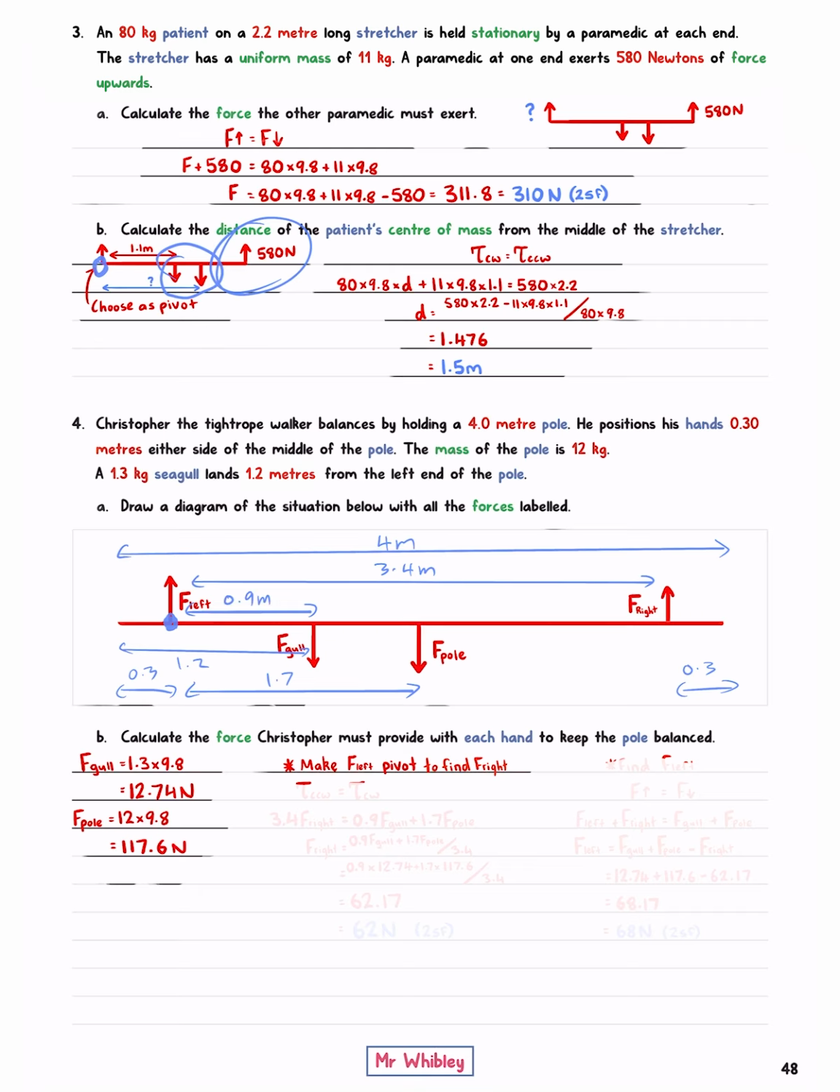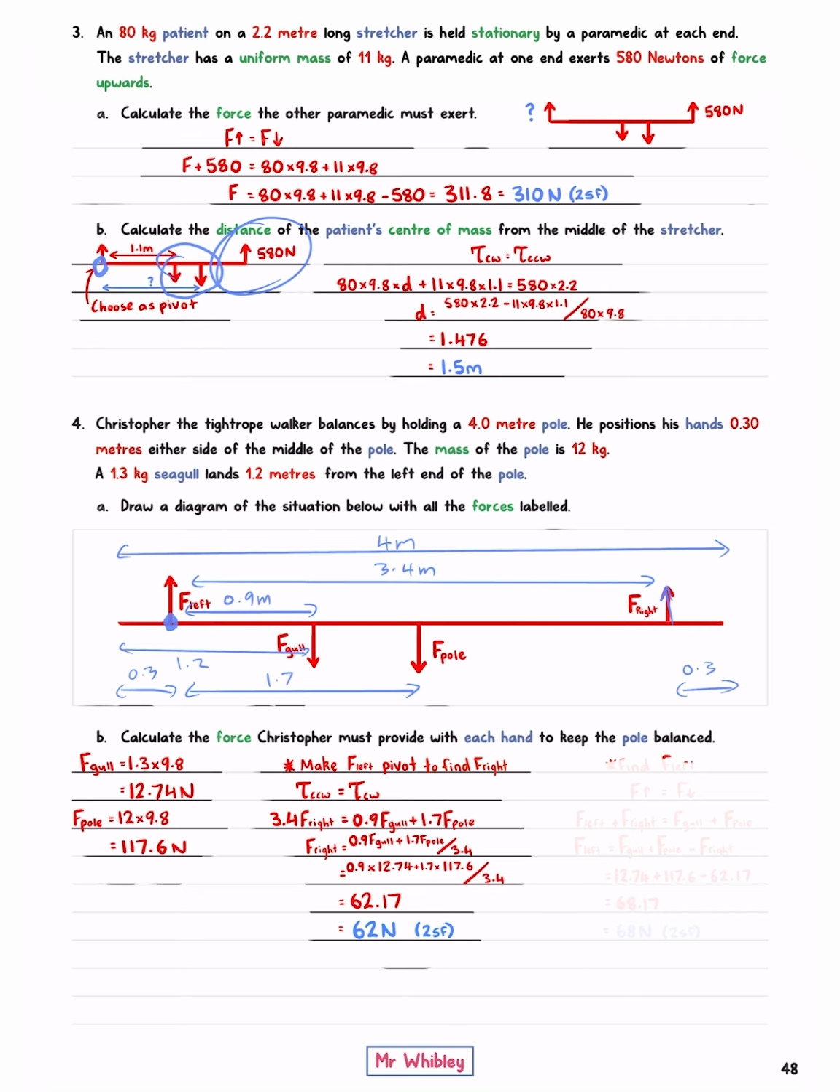And so we know that for the pole to be balanced, it must be in equilibrium, which means that our counterclockwise and clockwise torques must equal. Our only counterclockwise torque is from F right, which is a distance of 3.4 away from our F left, our pivot. Our clockwise torques are from the weight of our gull, which is 0.9 from our pivot, and the weight force from our pole, which is 1.7 from our pivot. Solving this by dividing both sides by 3.4, putting our numbers in, gives me 62.17, or 62 newtons to two significant figures.